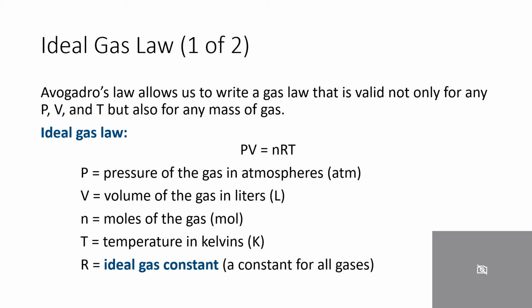PV equals nRT. We know P equals pressure of gas in atmospheres, V equals volume of gas in liters, n equals moles of gas, and temperature, T, is in Kelvin, where we add 273 to get that number if we're dealing with Celsius to get into Kelvin. R is an ideal gas constant, a constant for all gases.